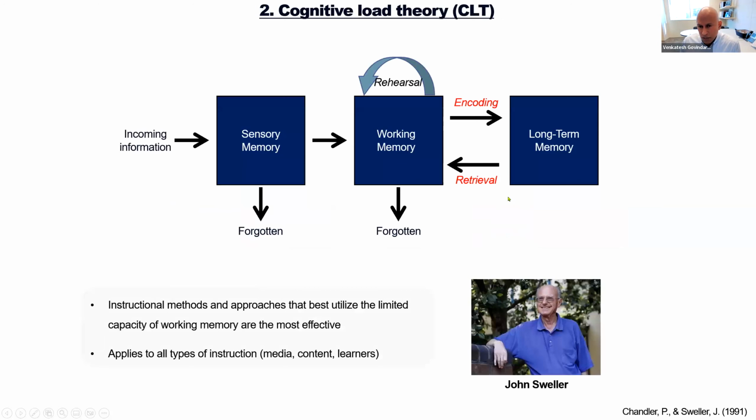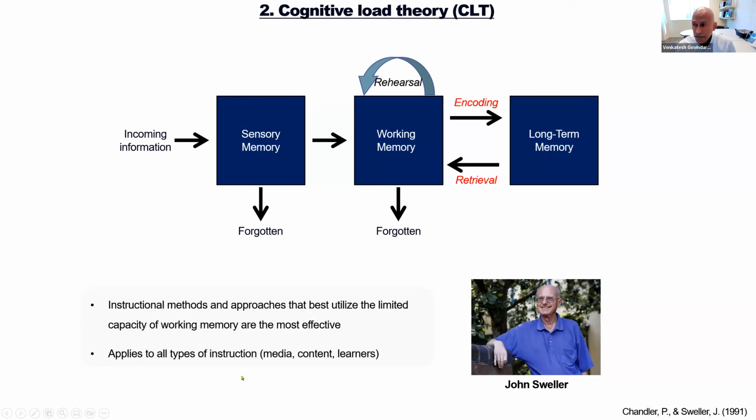So this model was made use of by Dr. John Sweller and others to propose or frame this cognitive load theory. So this theory is based on a very simple idea. That is, working memory has a limited working capacity, and therefore it acts like a bottleneck to get information into long-term memory. Therefore, the theory states that instructional methods and approaches that best utilize the limited capacity of working memory are the ones that are most effective. And the claim was that this applies to all types of instruction, media, content, and learners.